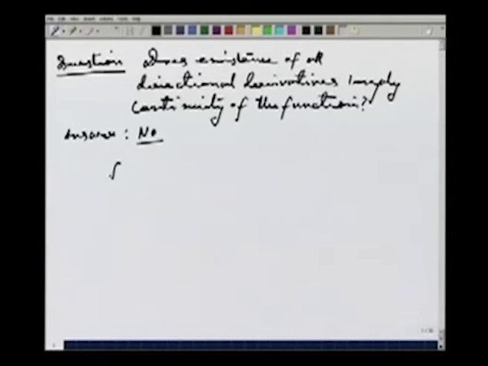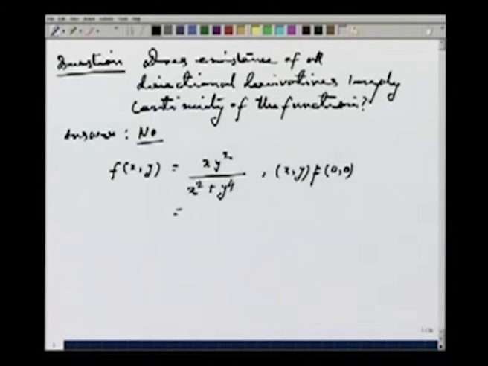Let us look at this function. f of (x, y) equals x y square divided by x square plus y to the power 4, if (x, y) is not the origin, and it is 0 if (x, y) is equal to (0, 0). Now I am going to check that f is not continuous at the origin.